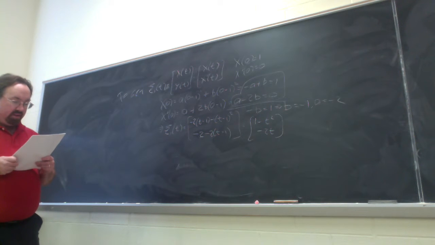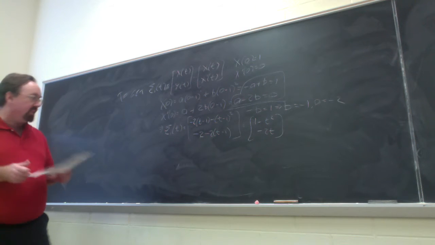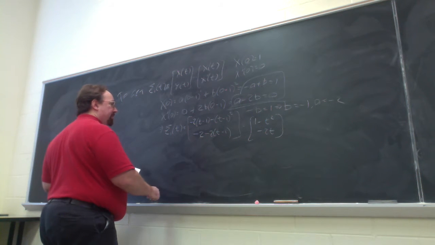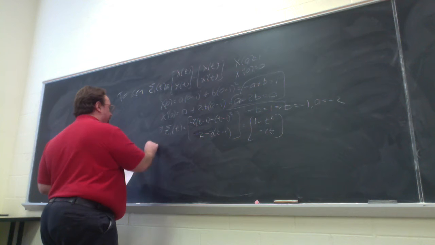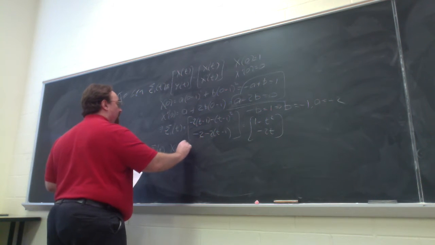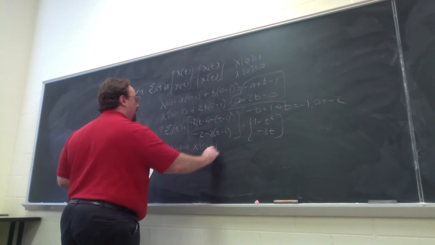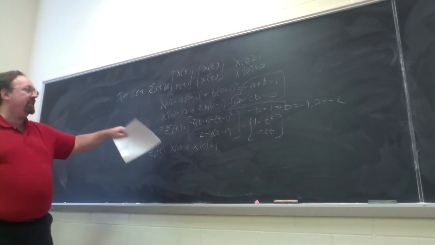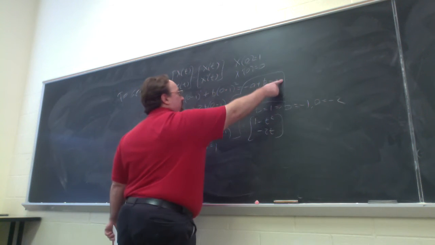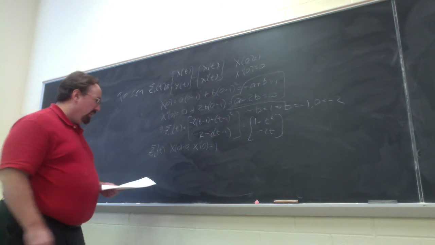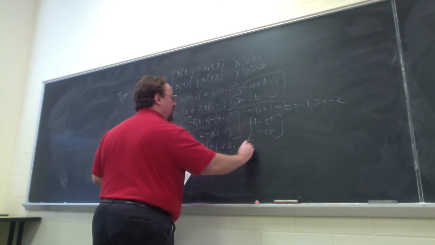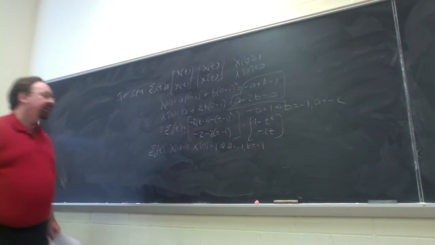Now, I won't go through all the details here because they're in the notes and time is fleeting. But for z2 of t, we have the initial conditions x of 0 is 0 and x prime of 0 is 1. So we go through this whole process again. It's exactly the same thing, except on the right-hand side we have 0 and 1 instead of 1 and 0. So what happens in that case is you get a equals minus 1 and b is minus 1.